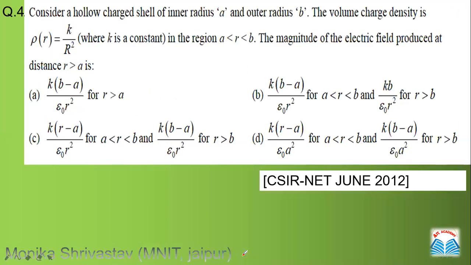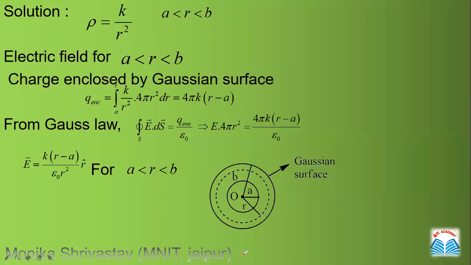Next question is, consider a hollow charged shell of inner radius a and outer radius b. The volume charge density is rho of r equals k over r square, where k is a constant. In the region a is less than r, which is less than b, the magnitude of the electric field produced at distance r greater than a is. Important question, and a direct question is asked, not any trick, nothing. So directly we will solve.